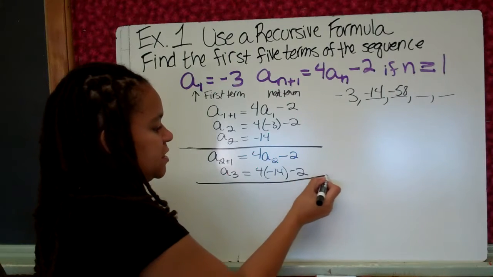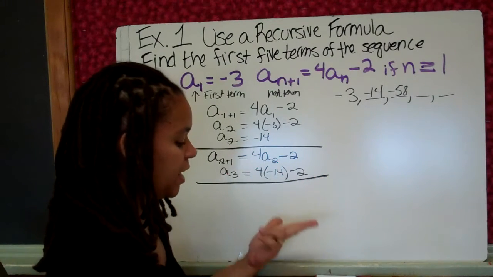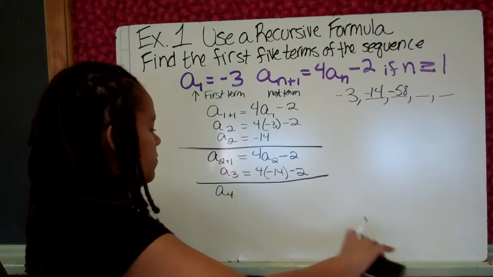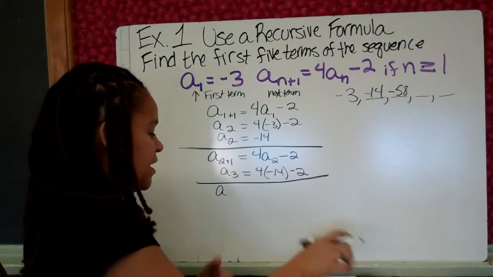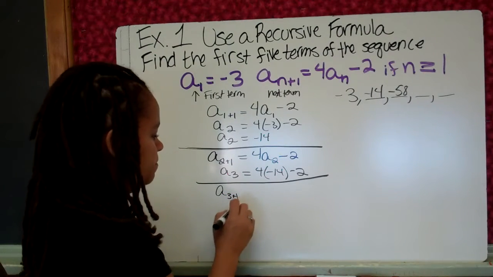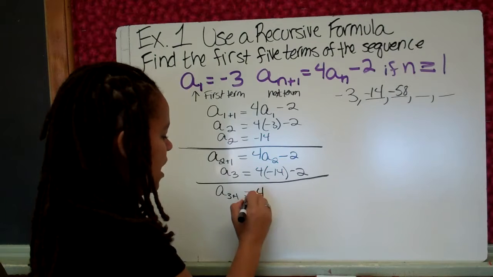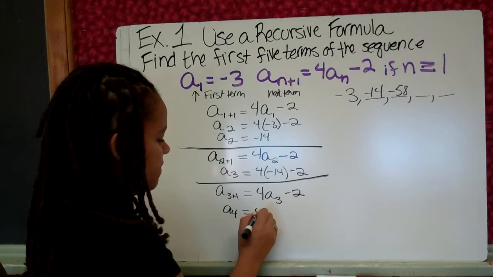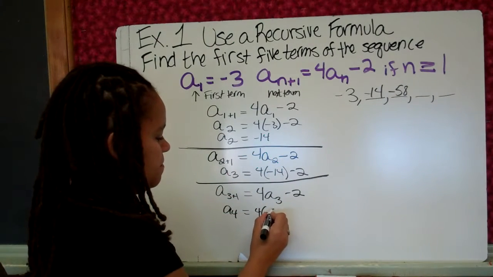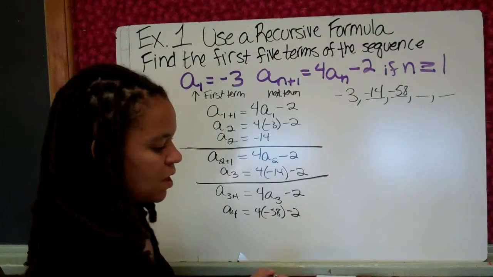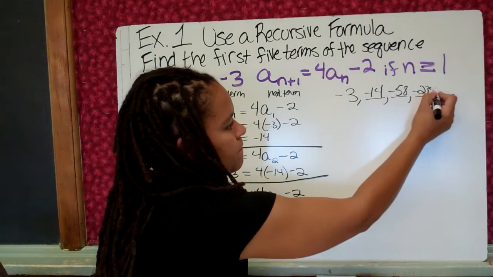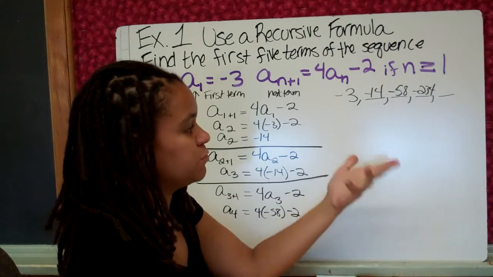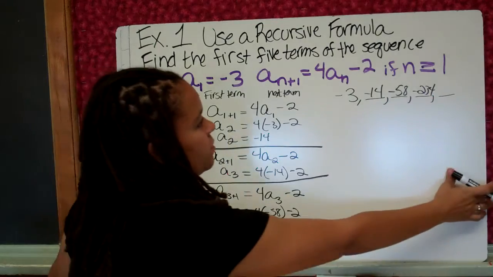And we just keep going this way all the way through until you get a sub 4 and a sub 5. So I'll do one more and you can do the last one. We're looking for a sub 4, so that's a sub 3 plus 1, equal to 4 times a sub 3 minus 2. And that will be negative 234. So each term before, we multiply by 4, subtract 2. Multiply by 4, subtract 2. So figure out what the last term is on your own.